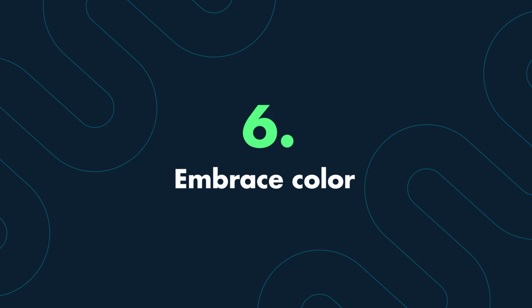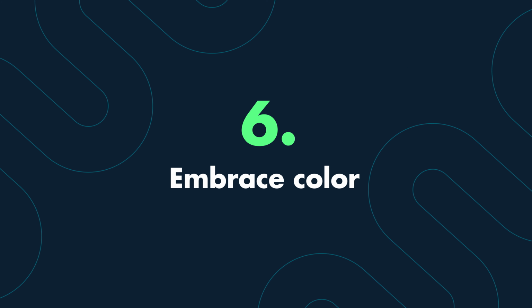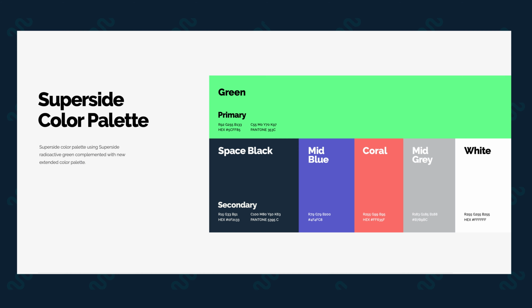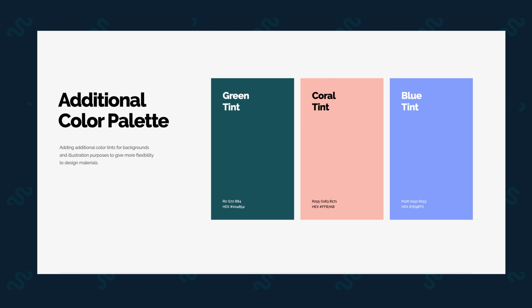Number 6, embrace color. Color is a great way to evoke emotion and add emphasis to your slides by highlighting certain words or icons. If you're creating a deck for your brand, make sure to utilize your brand colors. Often, that will include secondary colors that can elevate your design and keep your slides visually interesting.